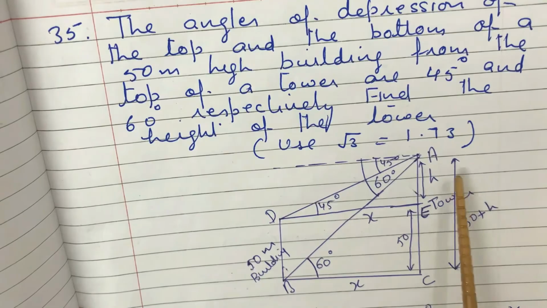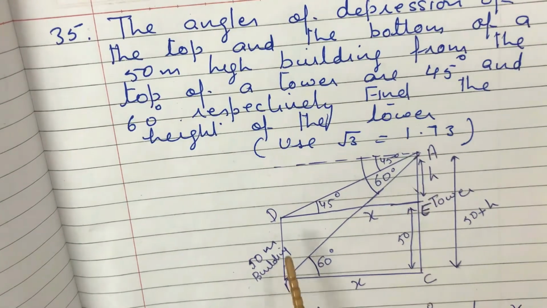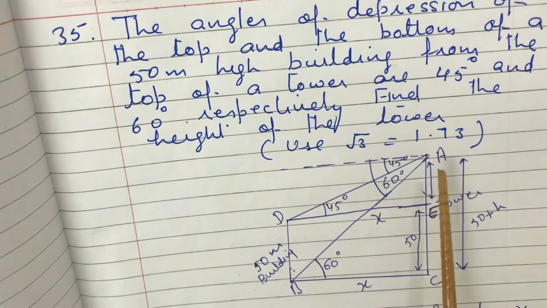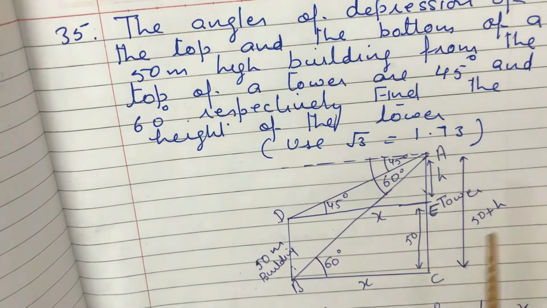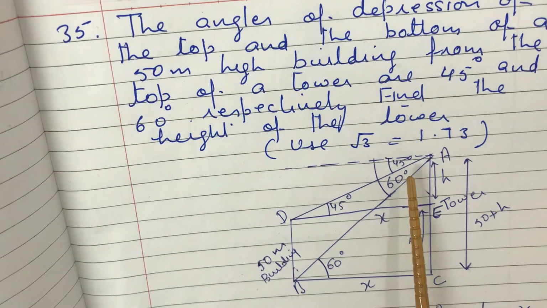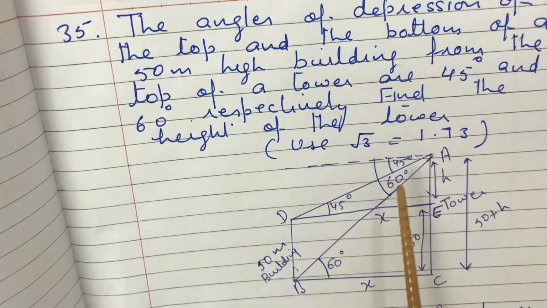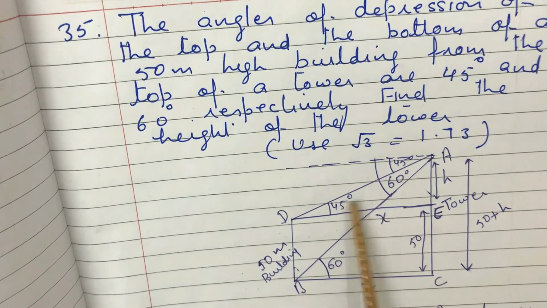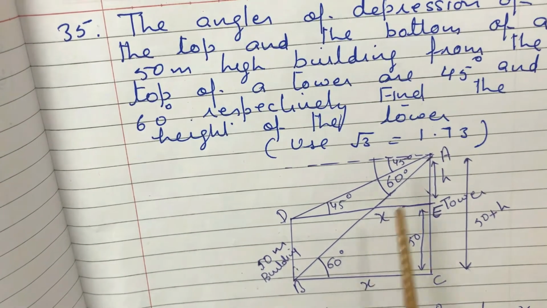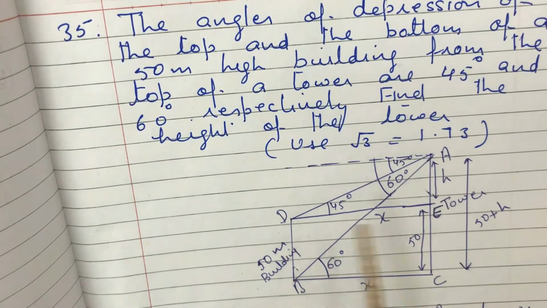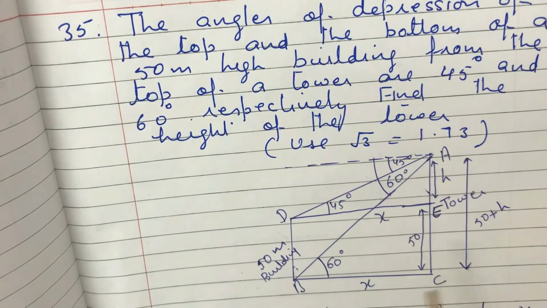Now I have taken this as H. If this is 50, this is 50. I have taken this as H and this whole height is 50 plus H. And angle of depression is 45 degree and 60 degree. If this is 45 degree, this is 45 degree, this is 60 degree, this is 60 degree. I have two triangles. One is ADE, the other one is ABC.